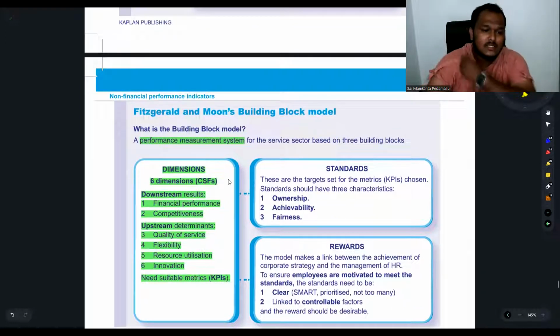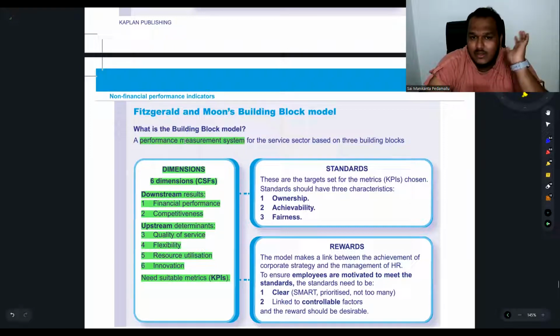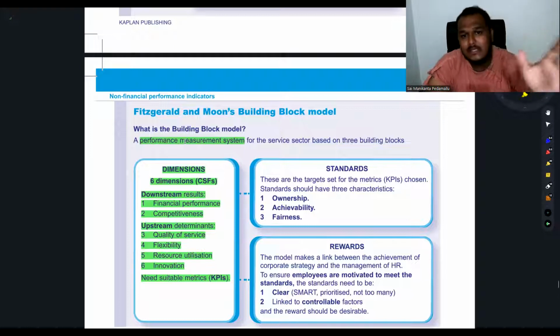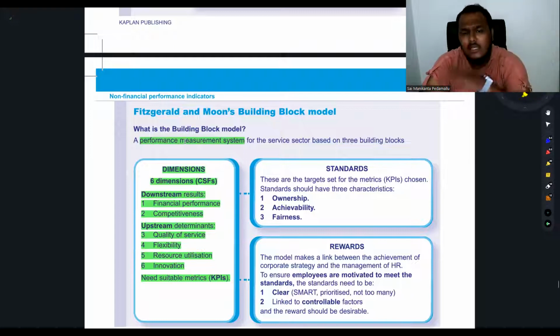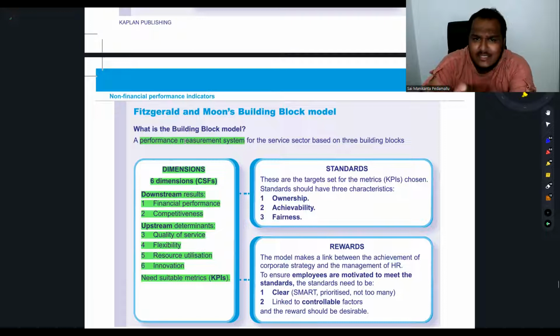Then again, I'll come back to this discussion. So performance, your building block model has 3 blocks. First one, dimensions, basically the areas where you are measuring the performance. Then standards, they just talk about the standards is basically the targets that you set for them, and rewards is what is the reward you give them when the targets are met.